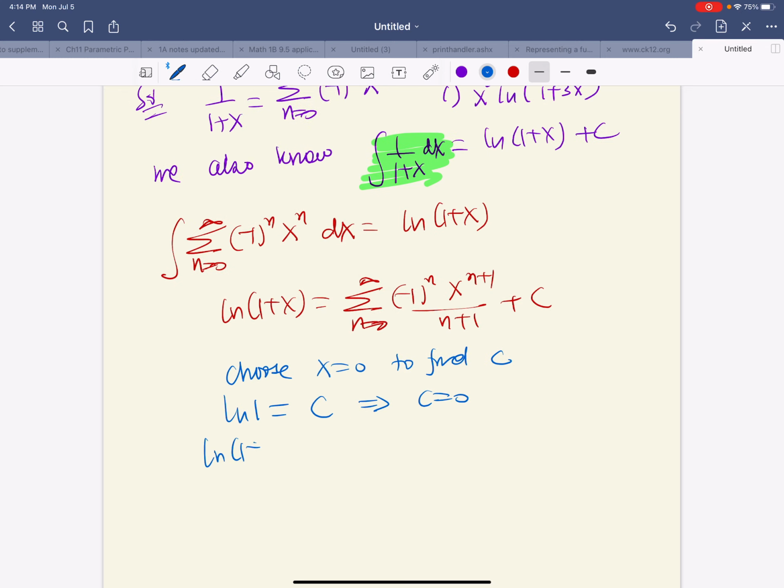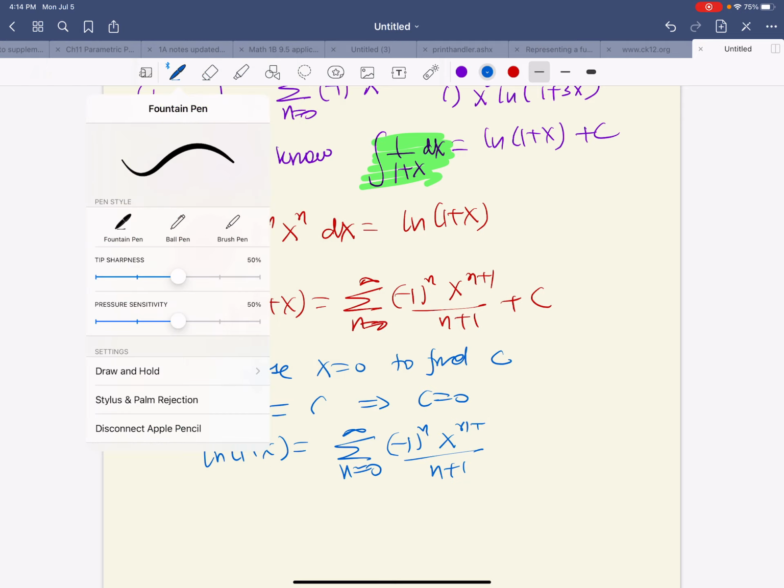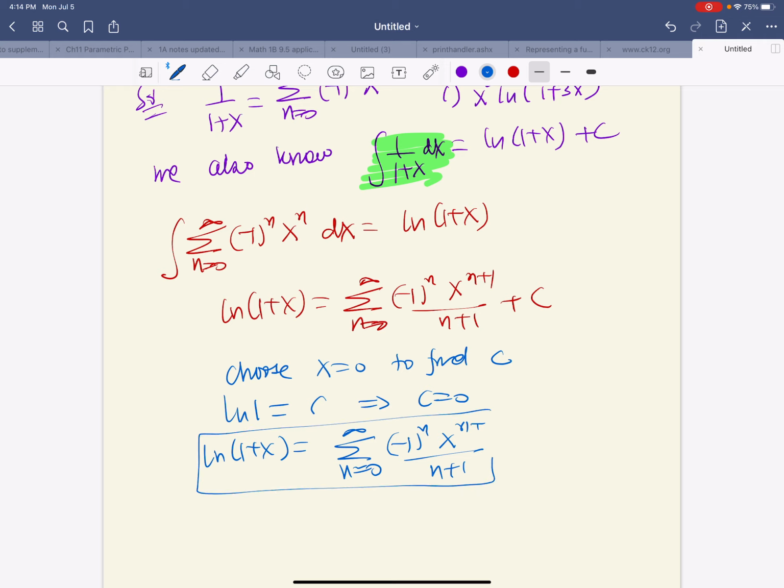So we can say natural log of 1 plus x has the power series summation n equals 0 to infinity, negative 1 to the power n, x to the power n plus 1 over n plus 1. And that's the power series. Oh, I did not need the eraser. N plus 1 here. Yeah.